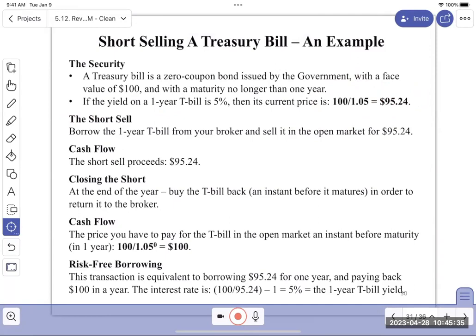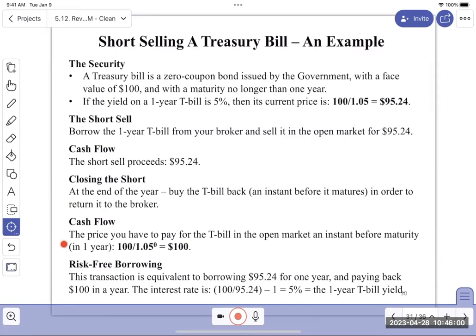That's what people are paying for it, but you borrowed it, right? Through a short sale. So you borrowed it and you were able to sell it for the $95.24. So at the initiation, you have $95.24 if you did such a thing. So then at the end of the year, you're going to buy back the T-bill in the market just an instant before it matures in order to return it to the broker.